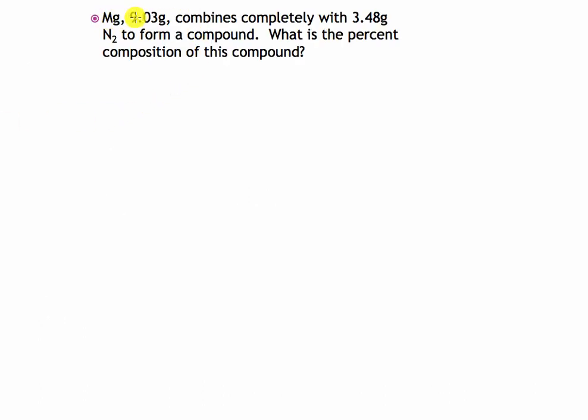All right, last problem. Here we have a mass of magnesium combining with a mass of nitrogen to form a compound. You don't need the balanced equation here, but it helps to see what's going on. So I have magnesium and nitrogen reacting to form magnesium nitride. There's your balanced equation. I'm starting with 9.03 grams of magnesium and 3.48 grams of nitrogen, and it says here that they combine completely.